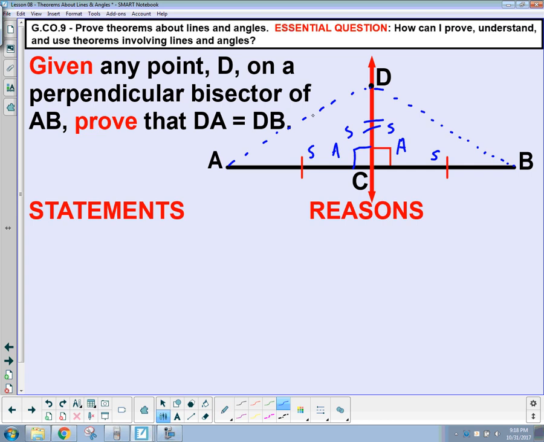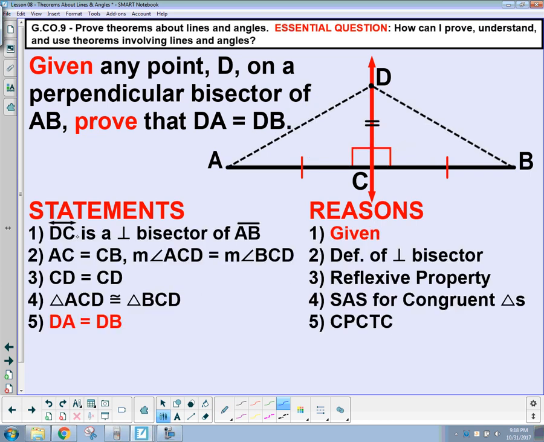So pretty much, long story short, here's the answer in a nice manner. Again, first is always given. We're going to say AC equals CB, or is congruent. Forgot my squiggly worm. And angle ACD is congruent to angle BCD because of the definition of perpendicular bisector. Also remember that CD is congruent to CD because of the reflexive property. We just discussed that. Now that we have triangle ACD congruent to triangle BCD because of SAS, we can say that DA is congruent to DB because of CPCTC.